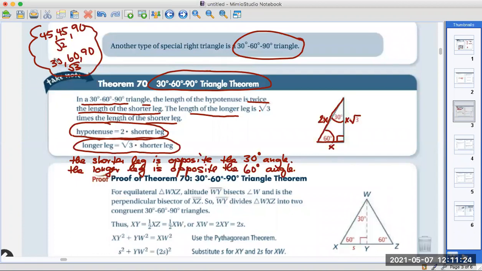Because sometimes you're like, oh, is it the square root of 2 or the square root of 3? 45-45-90, square root of 2. Think of 2 equal angles. And then 30-60-90, it's the square root of 3. Think of 3 different angles. That kind of helps me remember that, okay? So this right here is super important. This is where your equations will start.